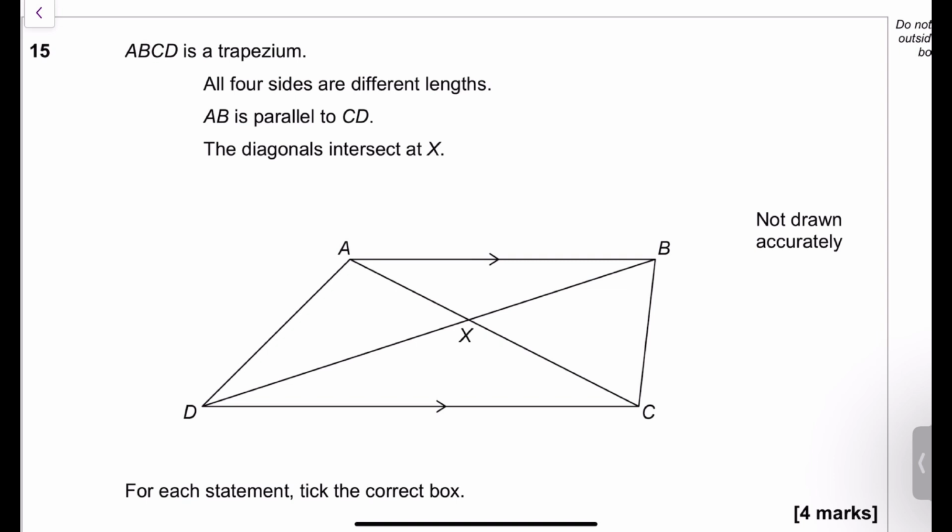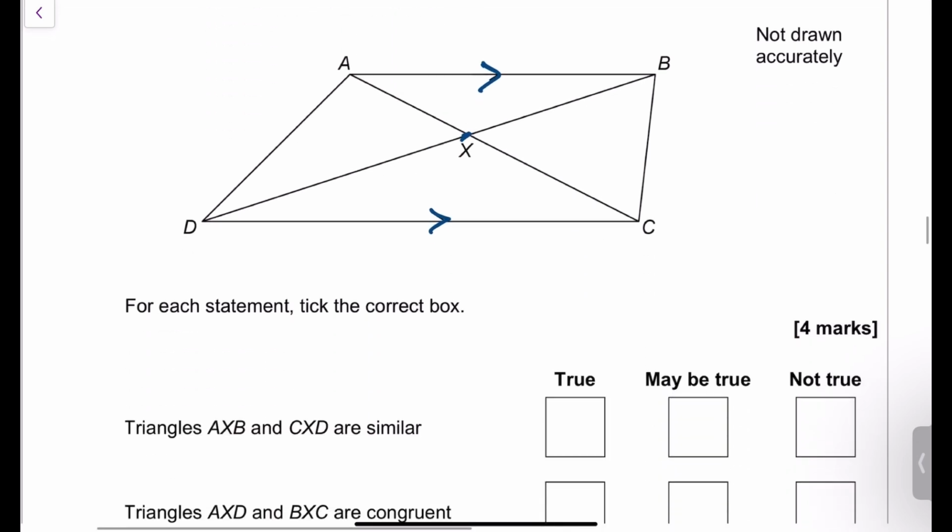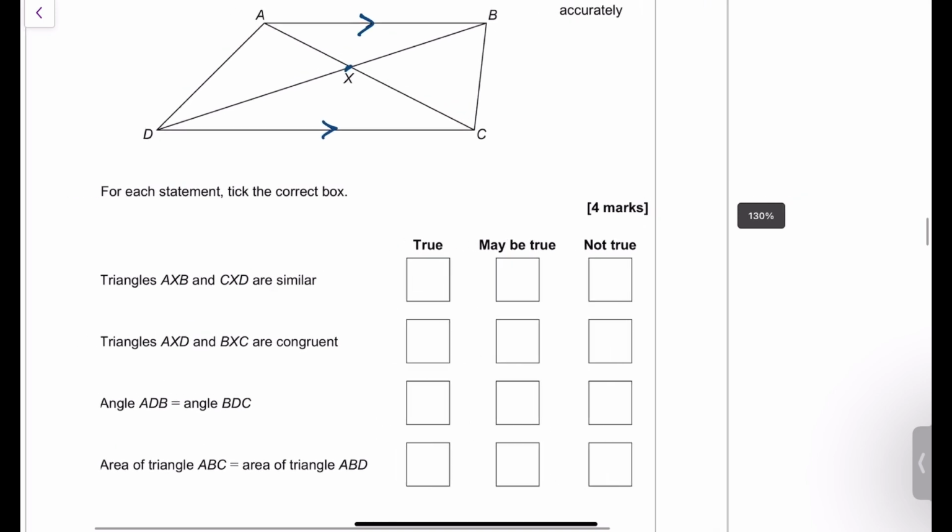Question 14. Right, ABCD is a trapezium. All 4 sides are different lengths. AB is parallel to CD. So let's mark that on. Oh, it's already marked on. You can see they've got the wee arrow here. AB is parallel to CD. And the diagonals intersect at X. There's your X. For each statement, tick the correct box.